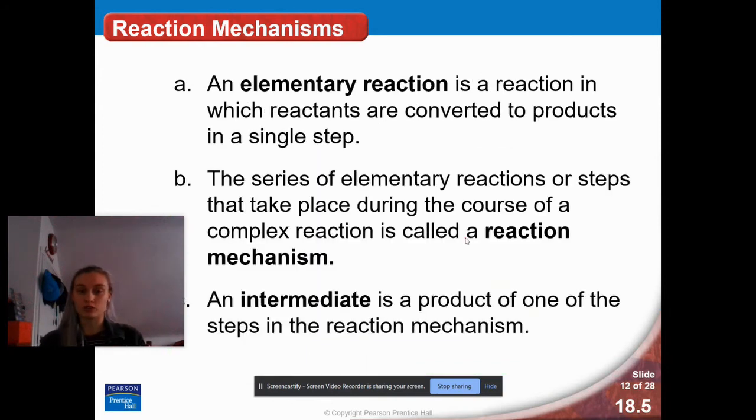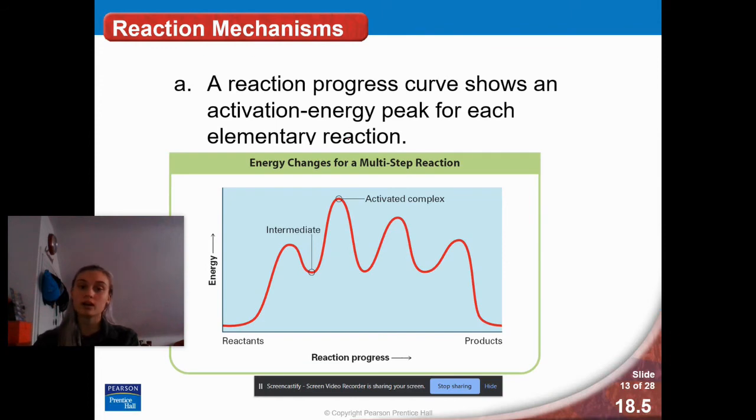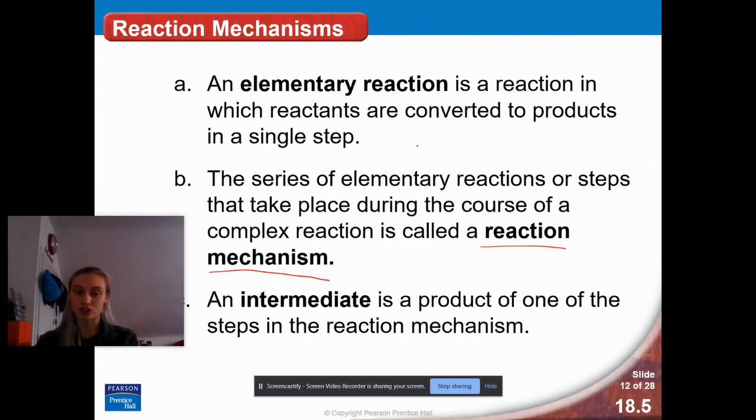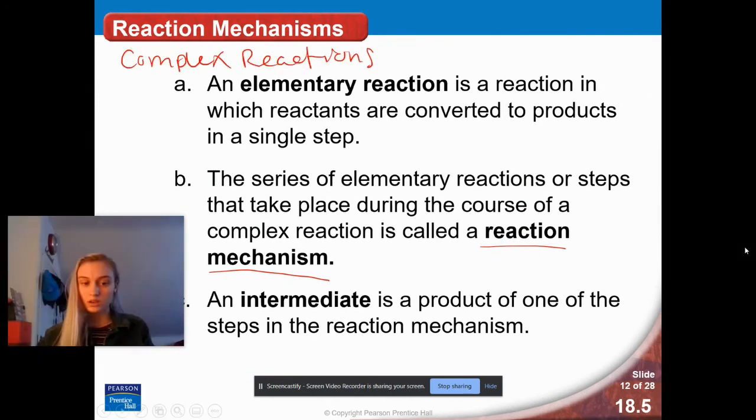But together, all those elementary reactions are the reaction mechanism. The reaction mechanism is just all of the elementary reactions or steps that take place in this complex reaction. So in this example, we have these 4 elementary reactions, and together those 4 elementary reactions make up the reaction mechanism.